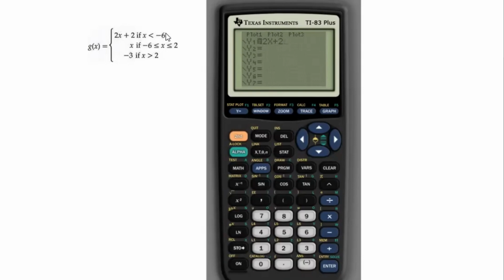Now, if we want to account for the domain restriction, we can consider the fact that the TI-83 will register x is less than -6 as a Boolean value. Therefore, it's either going to be a 0 if x is not less than -6, or it's going to be a 1 if x is less than -6. We can take advantage of that to make sure that we only graph the part that is less than -6 for this particular expression.